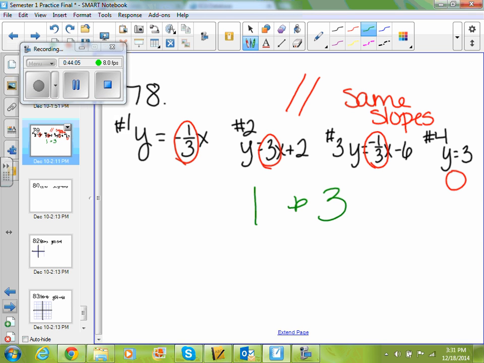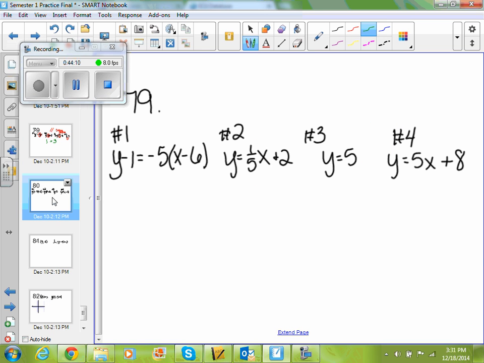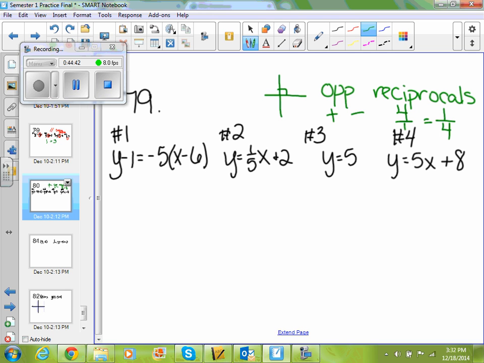Okay, 79, we're looking for perpendicular slopes. So they cross. They cross at 90 degrees, so they are opposite reciprocals. And who remembers what reciprocal means? Flip around the fraction. Okay, so if I have a number like 4, that's the same thing as 4 over 1, and so what's my reciprocal? 1 over 4, very good. And so then opposite means that one's positive, one's negative. So they have to meet both criteria.